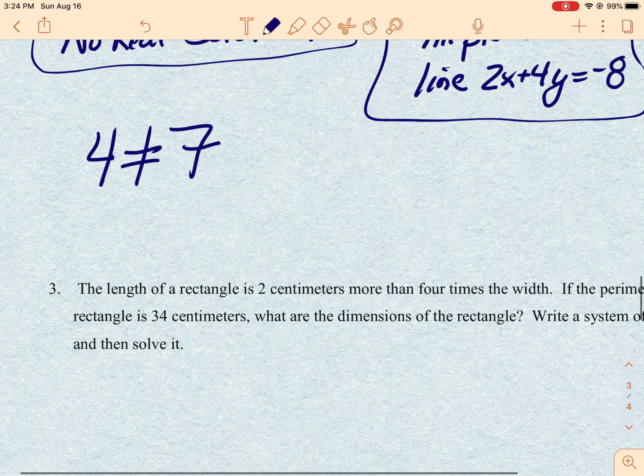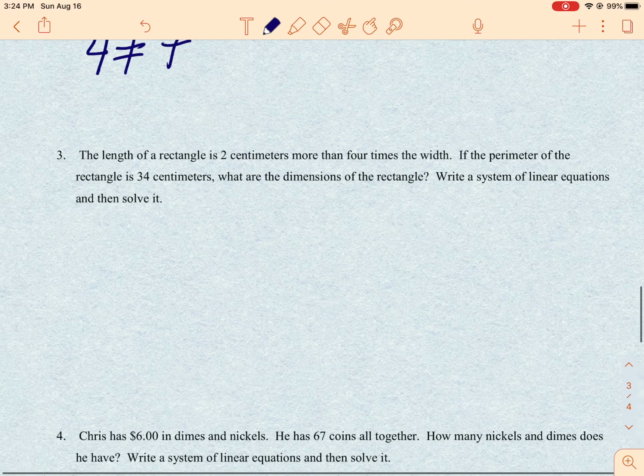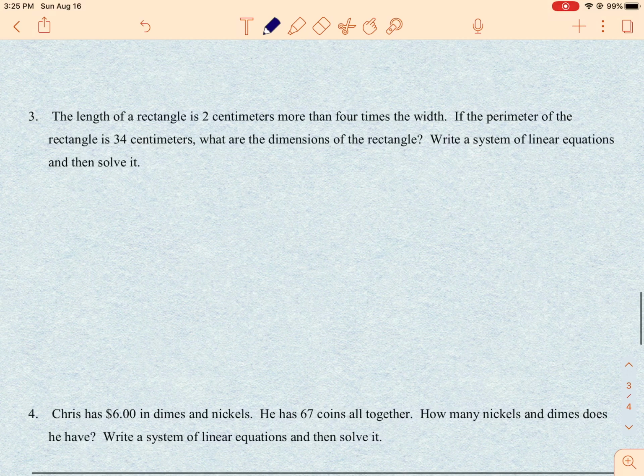Let's take a look at number 3 together. Bringing in some old geometry type things here. Length of a rectangle is 2 centimeters more than 4 times the width. If the perimeter of the rectangle is 34 centimeters, what are the dimensions of the rectangle? Write a system of linear equations and solve. There's a whole lot of information there.